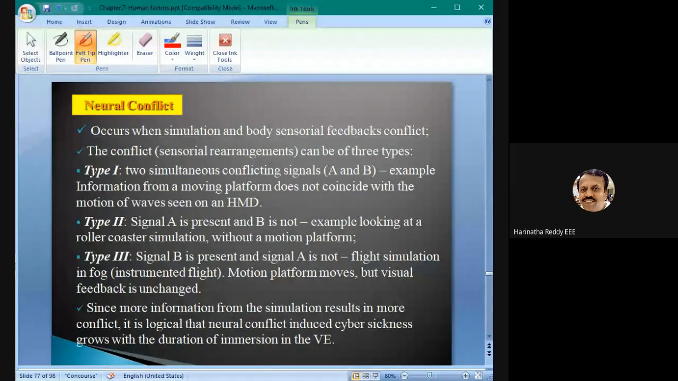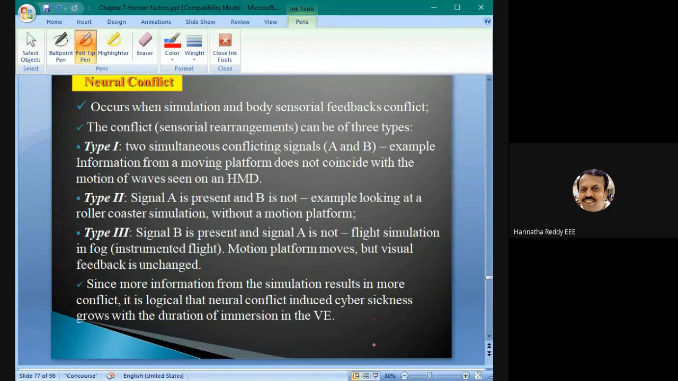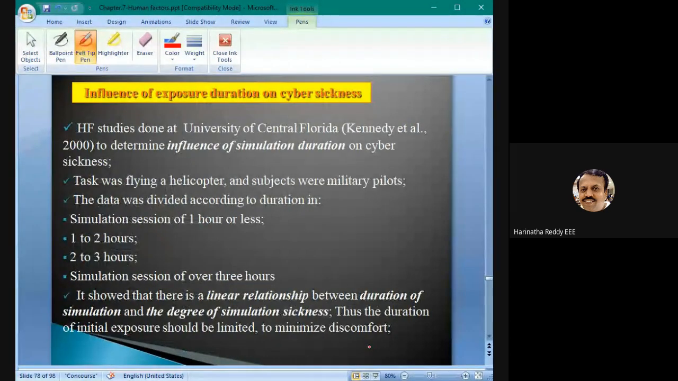Since more information from the simulation results in more conflict, it is logical that neural conflict induces cyber sickness, and that grows with the duration of immersion in the virtual environment. So when neural conflict exists and the duration of immersion is more, then definitely we will get an induction of cyber sickness in us or in the users. This is what neural conflict is. Is it clear? I hope you understand.